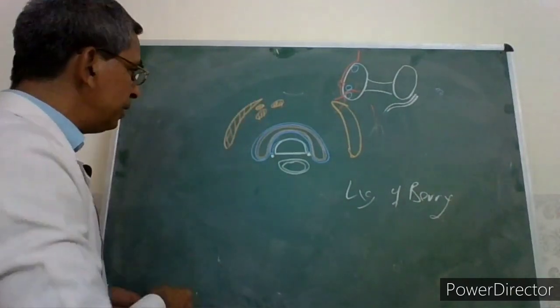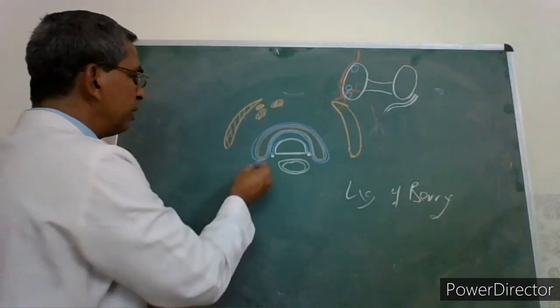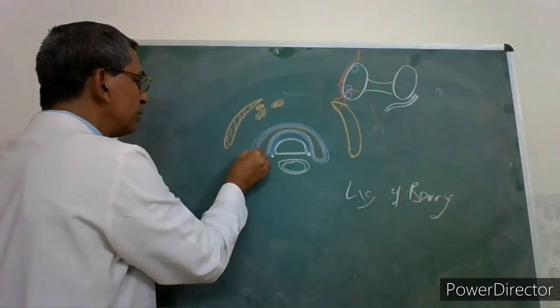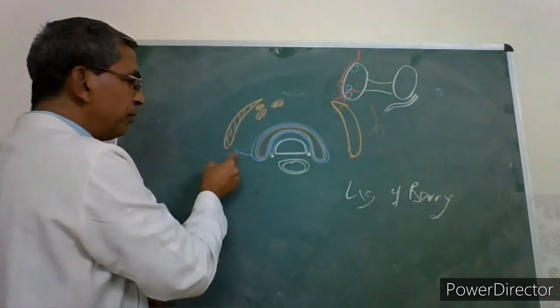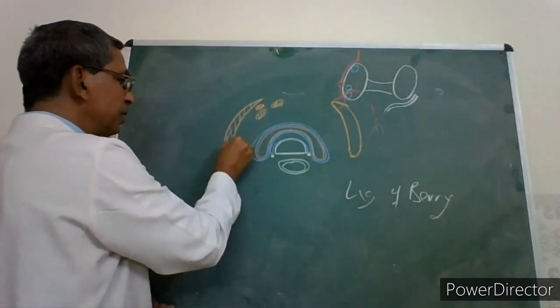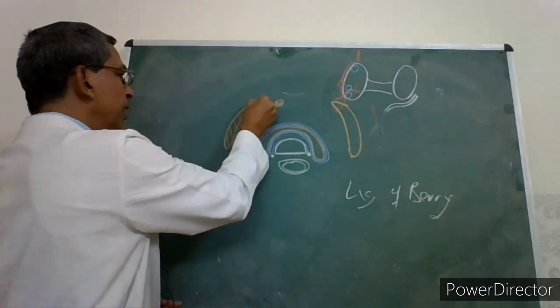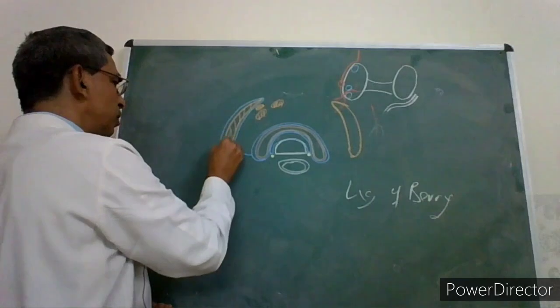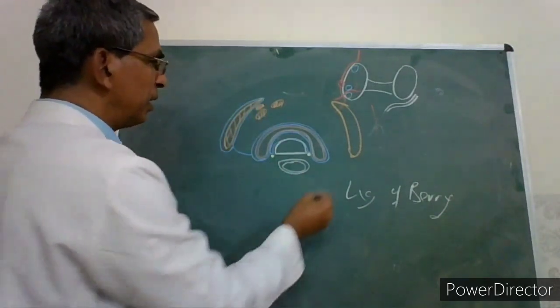And this is the false capsule. This false capsule reaches toward the deep fascia, so this deep fascia splits into two layers and covers the sternocleidomastoid muscle on both sides.